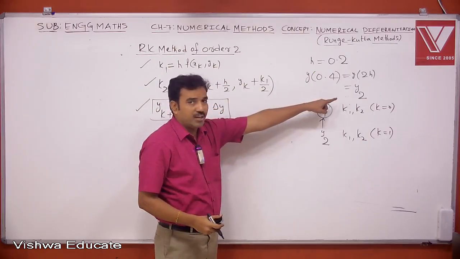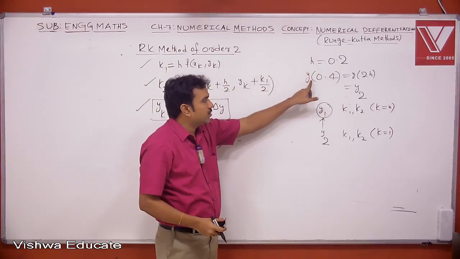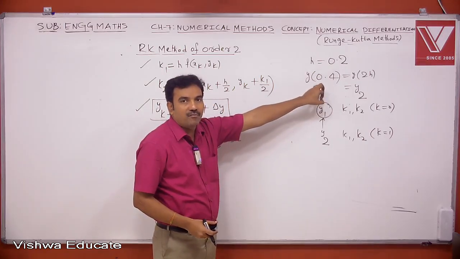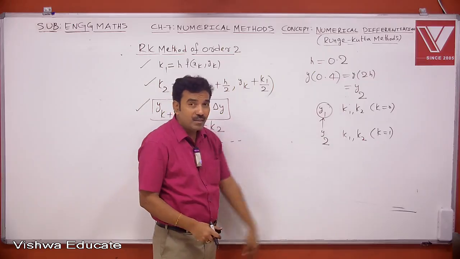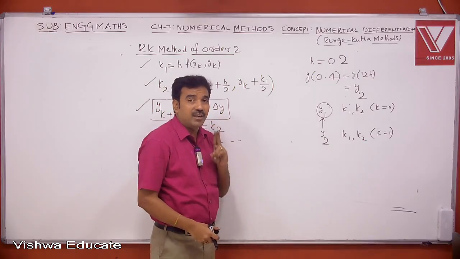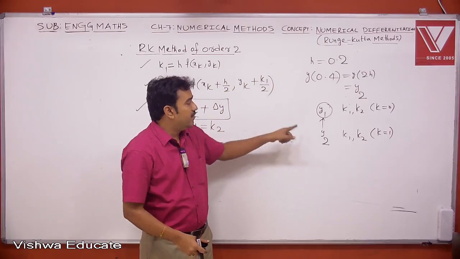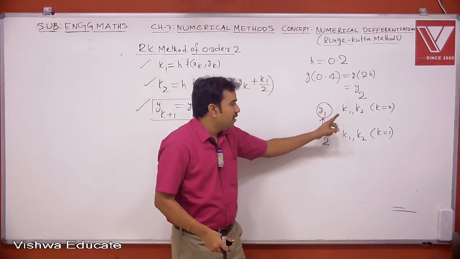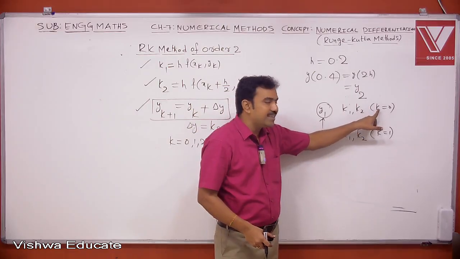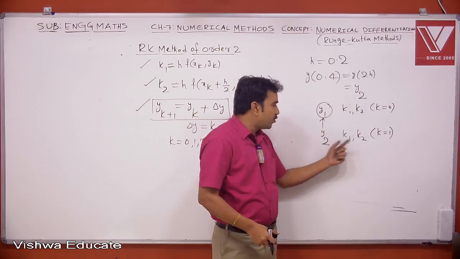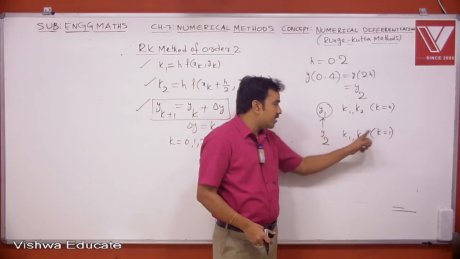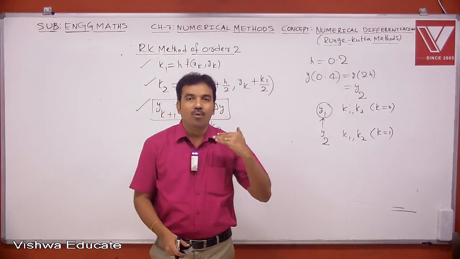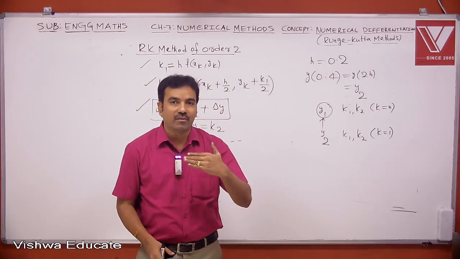So here y2 is required because h is 0.2. They are asking y of 0.4. So 0.4 is nothing but 2h. That means you need to find y value up to the second iteration. So in the second iteration you need to find two values k1 and k2. Even in the first iteration you need to find the values of k1 and k2. So to get y1, k1, k2 are required, but in that case the index is 0. To get y2, the index is 1. Again, to get this I must know k1 and k2. So every iteration requires two values k1 and k2. Only thing is you need to start the values of k from 0 onwards.